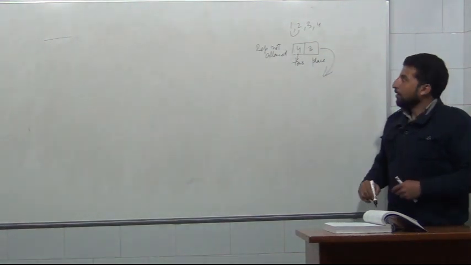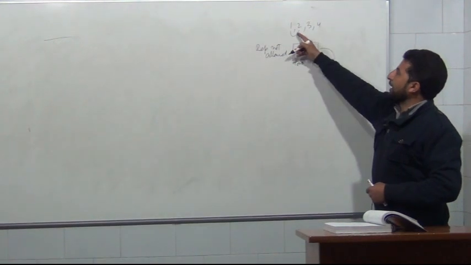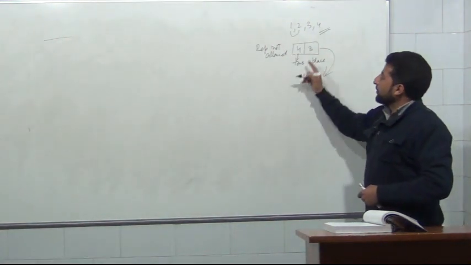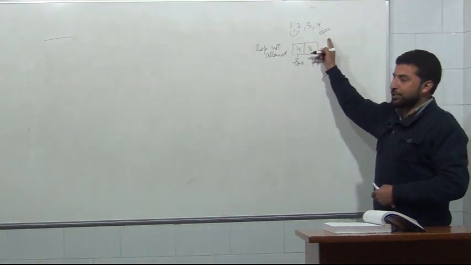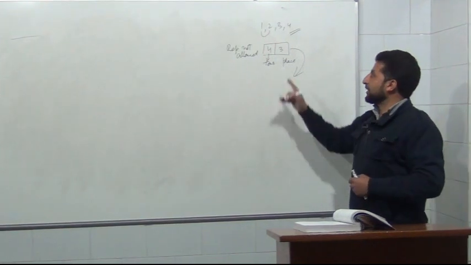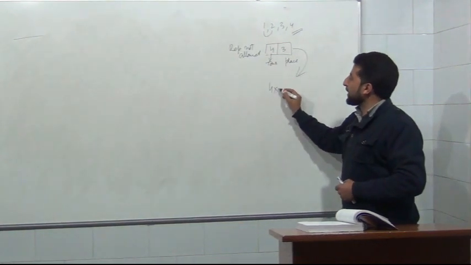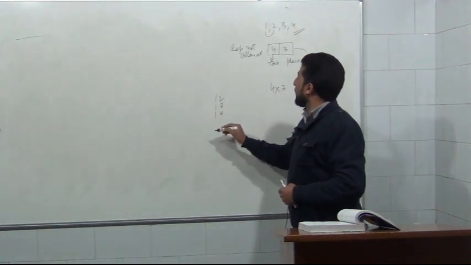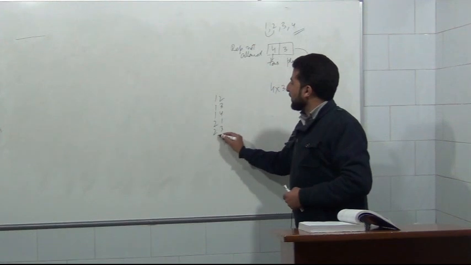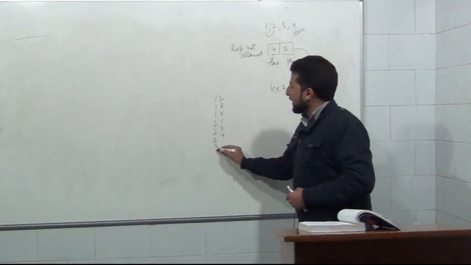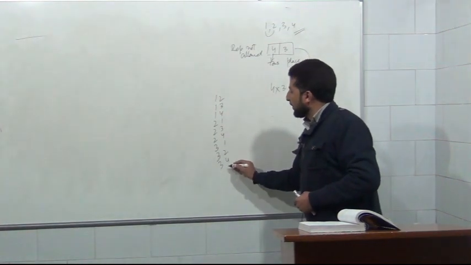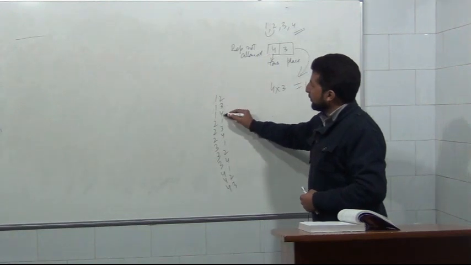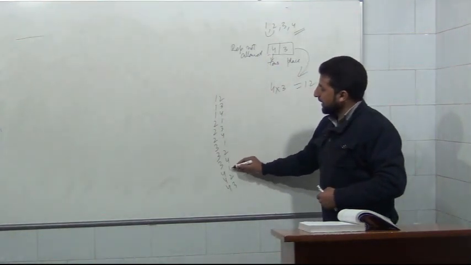The total number of such numbers formed by 1, 2, 3, 4, that means using these 4 digits to make 2-digit numbers, I can make 4 into 3, that is 12. Like 12, 13, 14, 21, 23, 24, 31, 32, 34, 41, 42, 43. How many are these? 1, 2, 3, 4, 5, 6, 7, 8, 9, 10, 11 and 12.